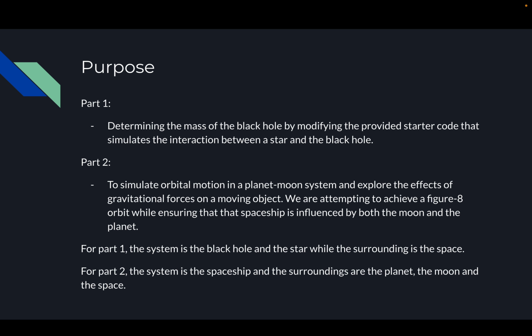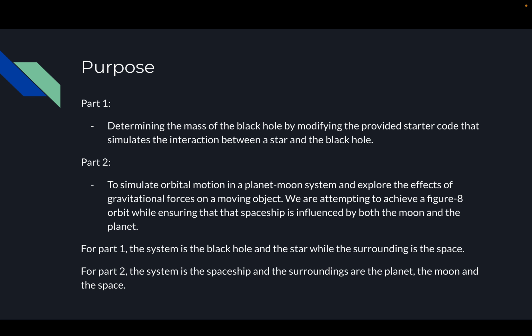The purpose for Part 1 is determining the mass of the black hole by modifying the provided starter code that simulates the interaction between a star and a black hole. For Part 2, the purpose is to simulate orbital motion in a planet-moon system and explore the effects of gravitational force on a moving object.